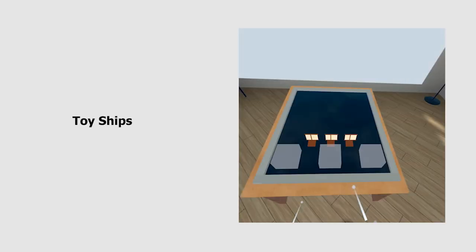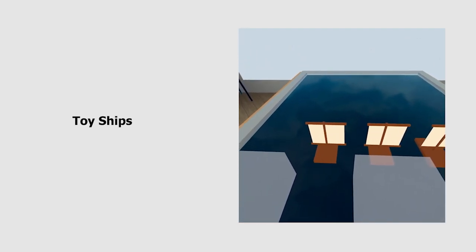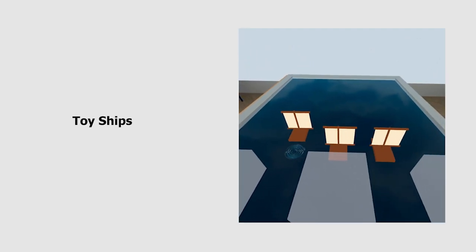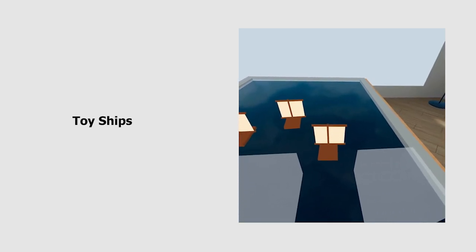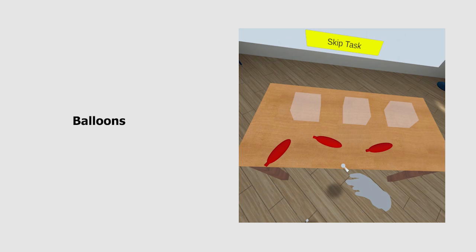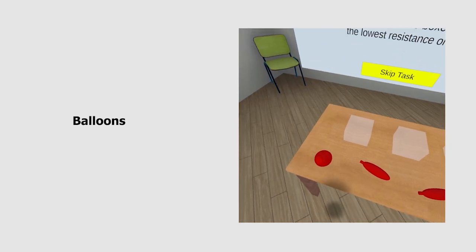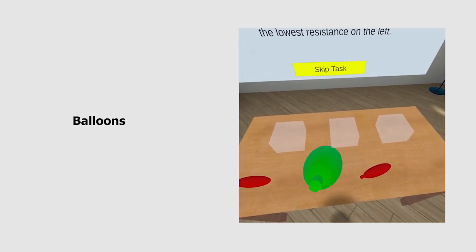Toy ships. Users blow toy ships over a surface and sort them by perceived weight. Heavier ships require more breathing force, allowing users to distinguish the weight of objects. Balloons. Users blow up balloons. The AirRes mask provides resistance when exhaling into balloons and quickly switches to no resistance when inhaling. Users identify differences in resistance when blowing up balloons.